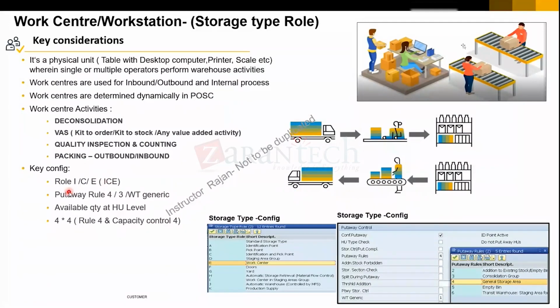And the role is, you could have I, which means it's an ID point configured as a work center, or C, a pick point configured as a work center, or it could be a combination E, pure work center, or a combination role I. So it is very easy to remember. The role is ICE. And 4x4. 4x4 means four wheel by four wheel, you can say, but this is four. The put away rule is normally a general storage, and also the capacity check is turned off. Normally, we don't activate any capacity check in the work center.